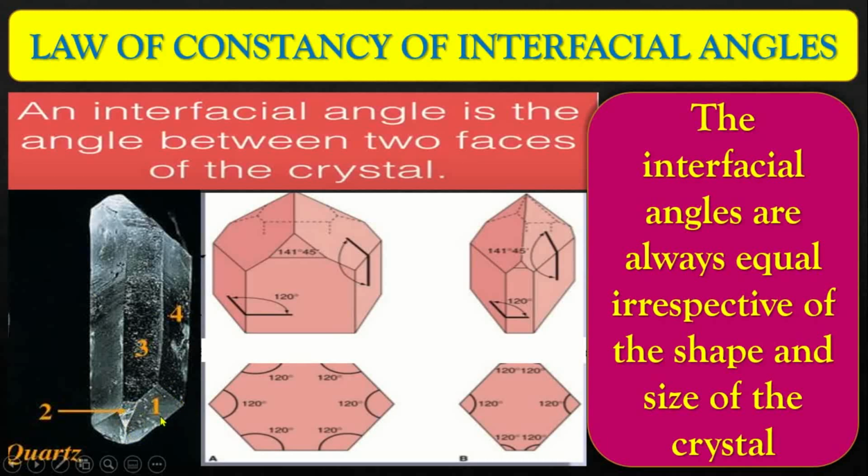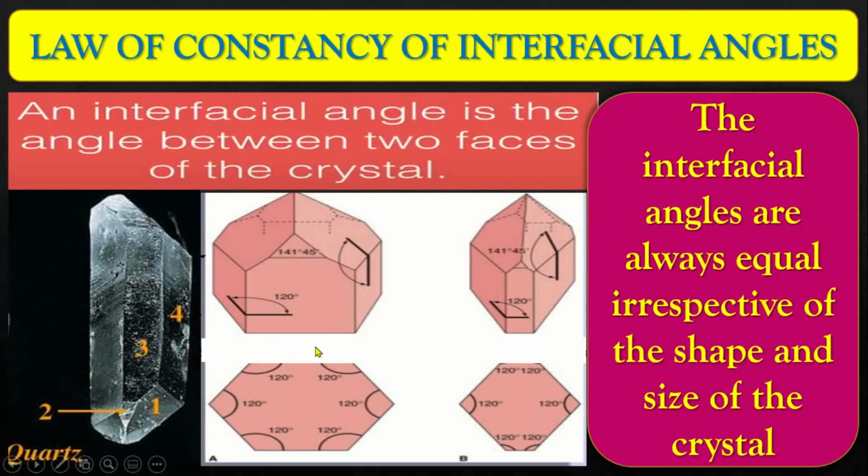There are 4 faces clearly shown on the surface of this crystal: 1, 2, 3, and 4. If you see it clearly, there is a sharp bend between the faces. That means there is a definite angle between 2 faces of this quartz crystal. Now there are 2 more crystals shown here on screen.